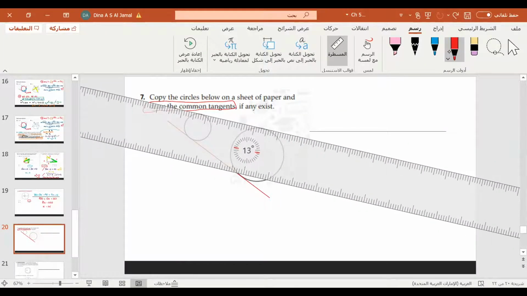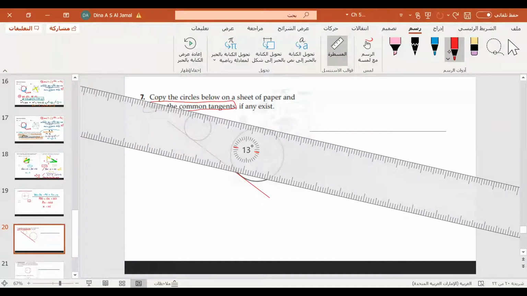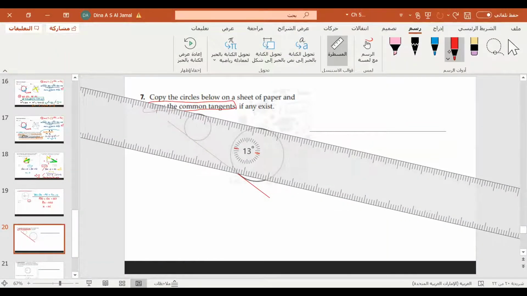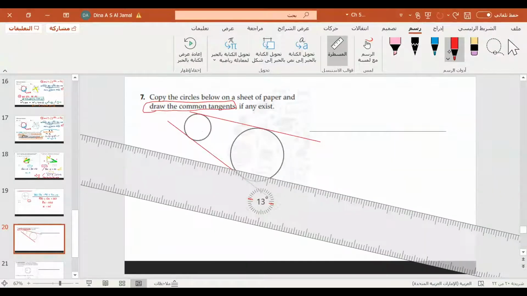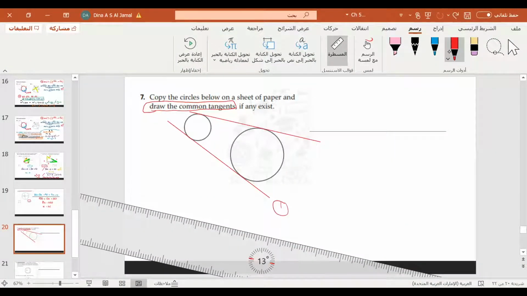And with this I can draw two of them. Now let's see how I can draw the others. So I'm roughly drawing. This is tangent 1. This is tangent 2. Now let's see how I can draw the others.